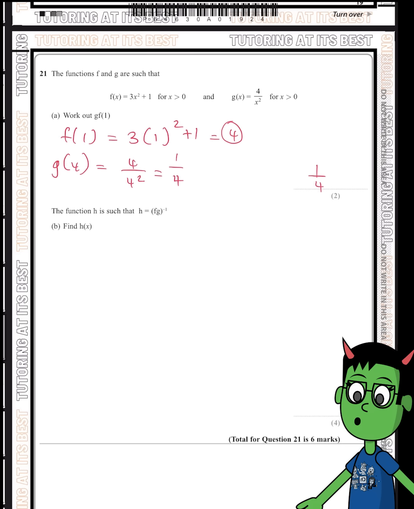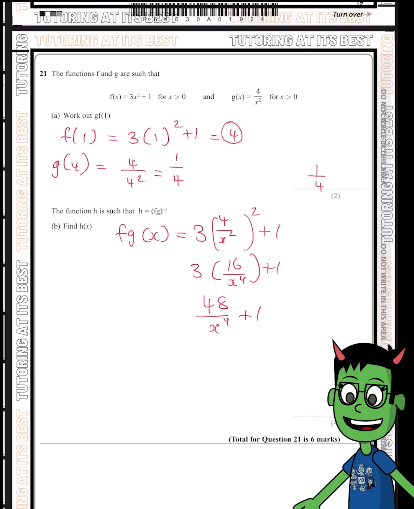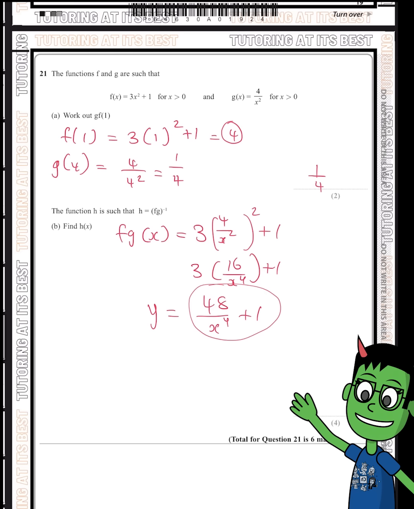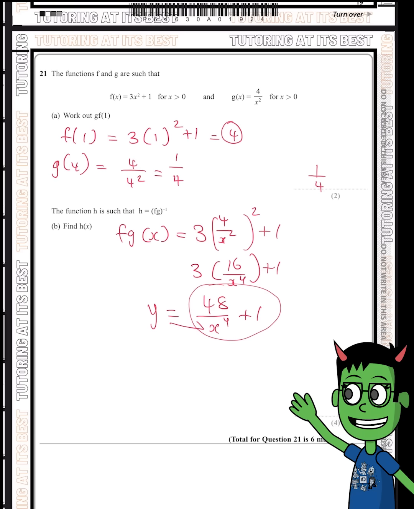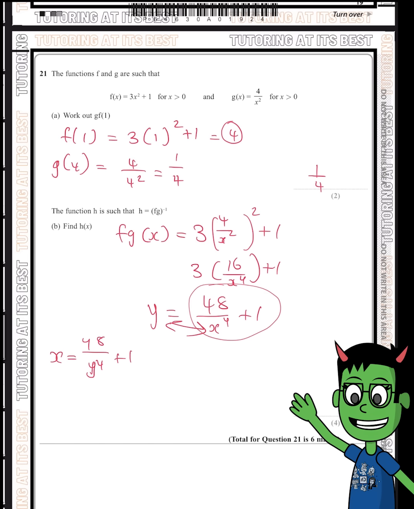And then for part B, find h(x). So we'll take fg(x), and we know that equals 4 over x squared. We'll then simplify this. So we have 16 over x to the power of 4 plus 1, and then multiply it out. So we have 48 over x to the power of 4 plus 1. And now we have this value. Let's equal it to y. And then switch over the x and the y. So we now should have x equals 48 over y to the power of 4 plus 1.